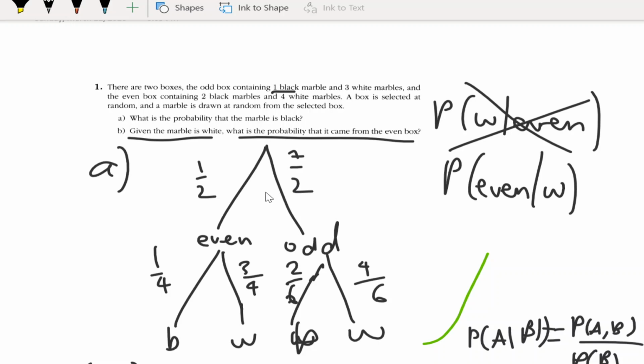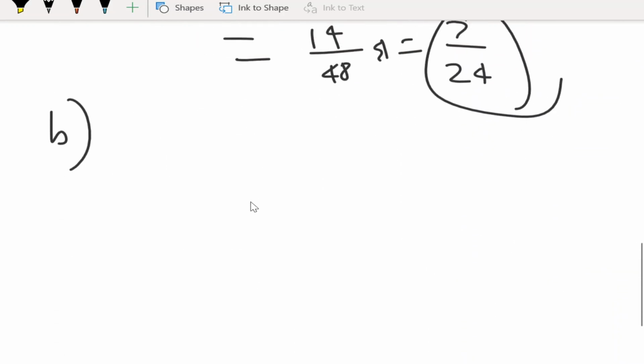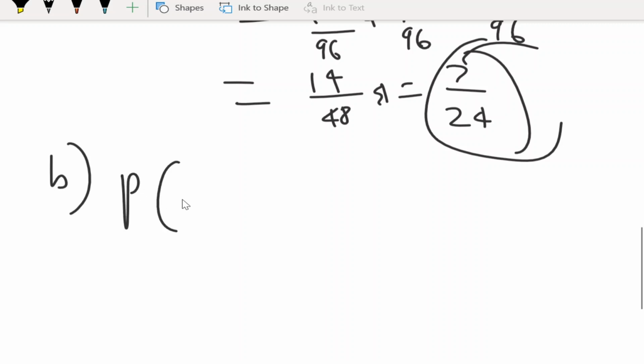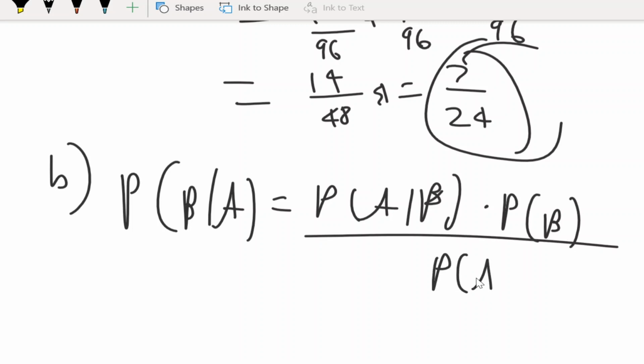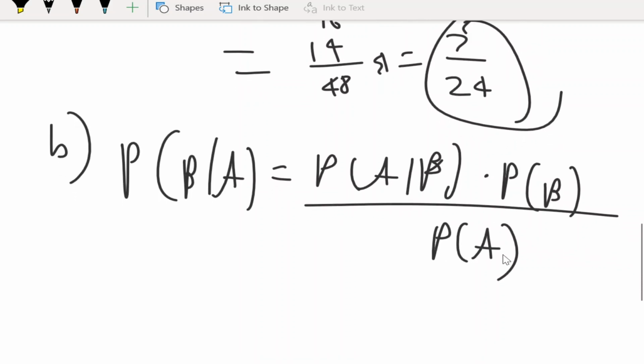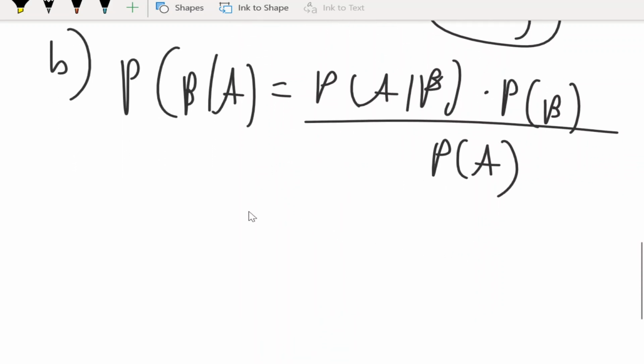When you're going up the tree, that's when you want to use a rule called Bayes' rule. Bayes' rule can be written as P of B given A is equal to P of A given B times P of B, all over P of A. Simple enough. Something interesting to note is that if A and B are independent, then this simplifies to P of B. Okay, let's do the actual problem.